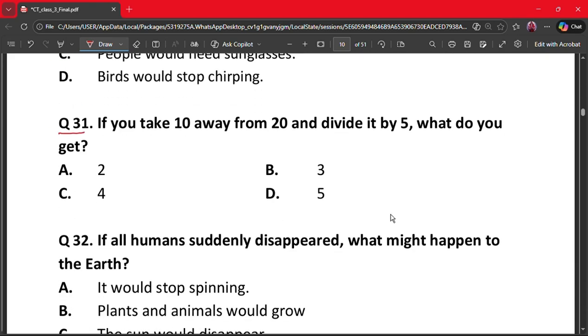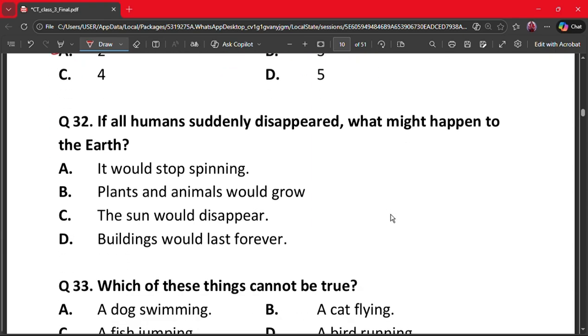Question 31. If you take 10 away from 20 and divide it by 5, what do you get? So 10 away from 20 is 20 minus 10, which equals 10, and then divided by 5. 5 ones are 5 and 5 twos are 10. So the correct answer is option A, 2.